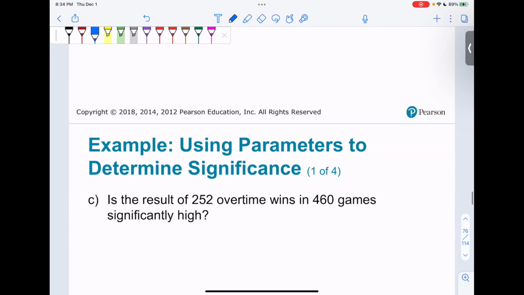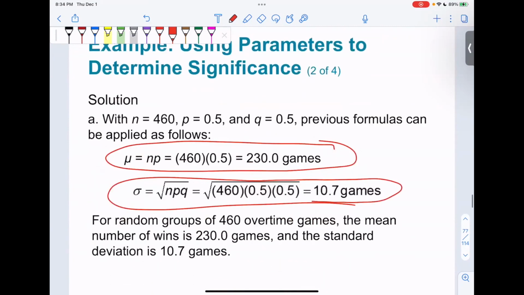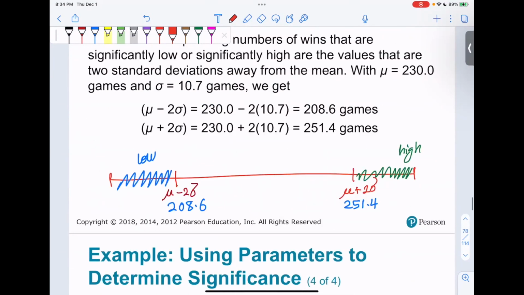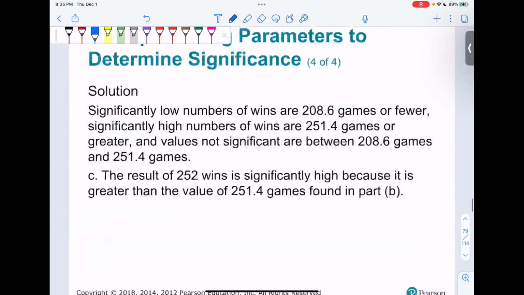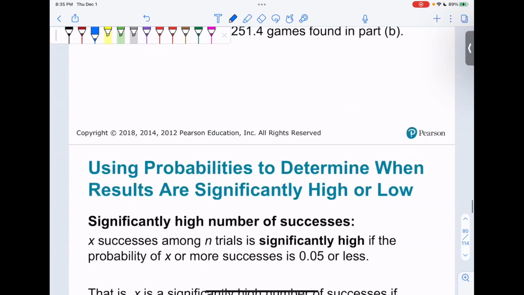Okay, so now they said 252. Is 252 significantly high? Yes, 252 will be somewhere here, which is greater than 251.4, so this value is significantly high. The result of 252 wins is significantly high because it is greater than the value of 251.4 games.